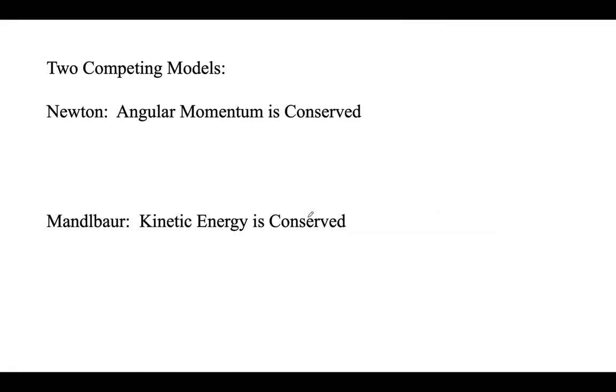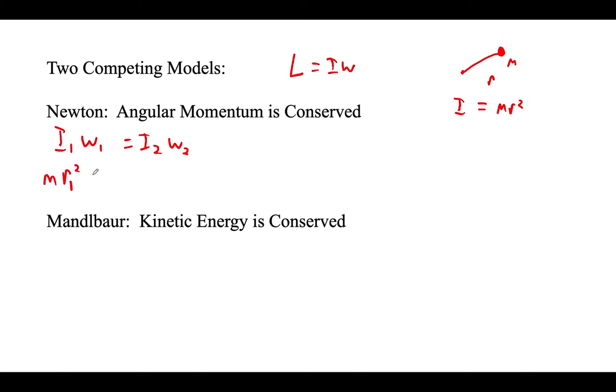Our first explanation, and this is Sir Isaac Newton, is that angular momentum is conserved. This will take a little explaining, but it's not too hard. Angular momentum, as you recall, is just I omega. For a mass on the end of a string at distance r, the moment of inertia is m r squared. So this becomes I1 omega 1 equals I2 omega 2. If we substitute, we get m times r1 squared, and for omega we substitute v over r.